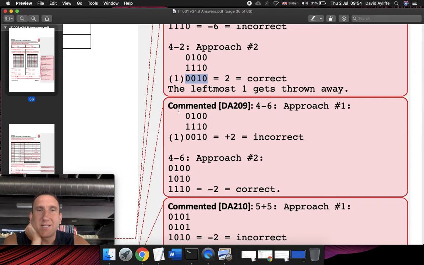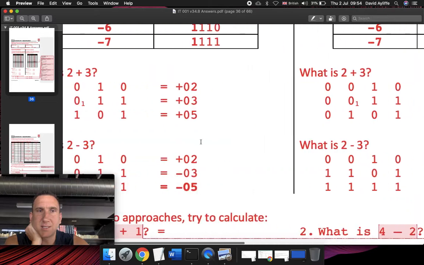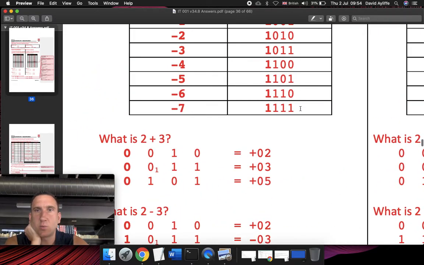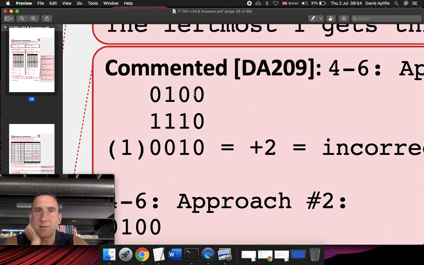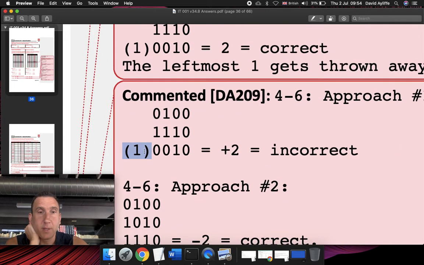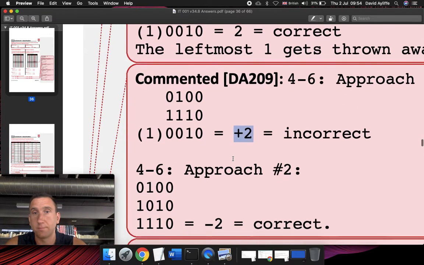4 minus 6. Okay, so that's 4 minus 6. Minus 6 is 1, 1, 1, 0. If we add these together, 0 and 0 is 0, 0 and 1 is 1, 1 and 1 is 2, so 0 carry 1. 0 and 1 is 2, so again 0 carry 1. This is our 4-bit answer, 0, 0, 1, 0, which we can see is plus 2. 4 minus 6 is not plus 2, no.